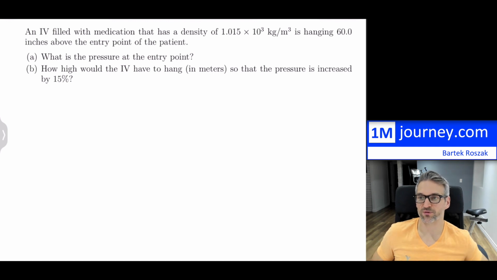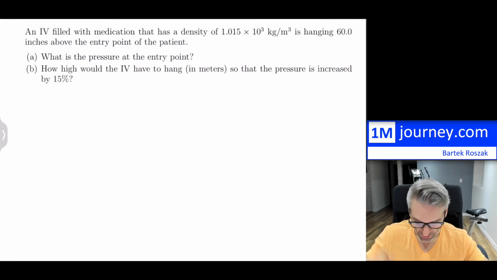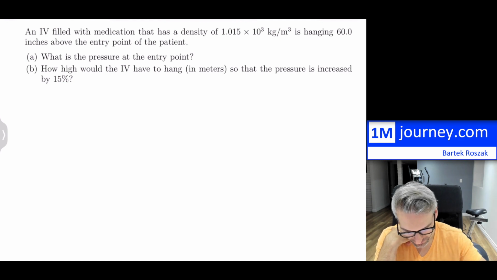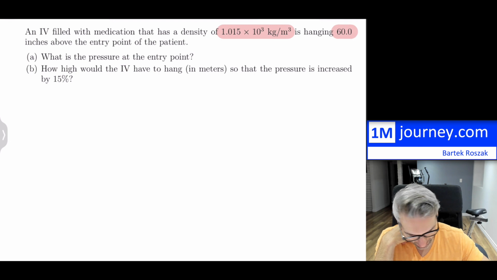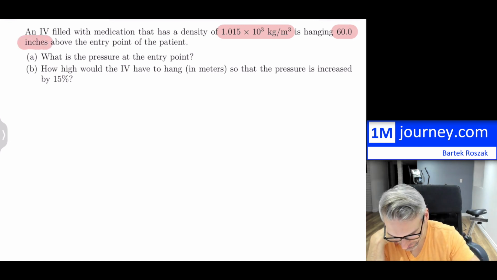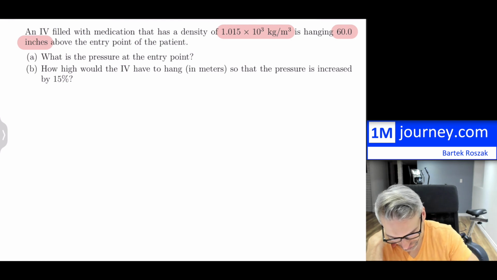Let's jump into a few more examples with regards to density and pressure. All right, so here's the first one. An IV filled with medication that has a density of, okay, they're provided, in metric standard units, is hanging 60 inches above the entry point of a patient. Okay, so that's what we have right there. What is the pressure at the entry point?